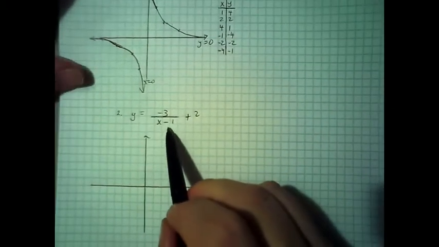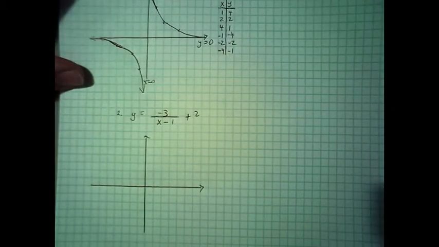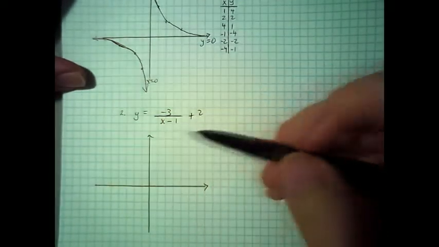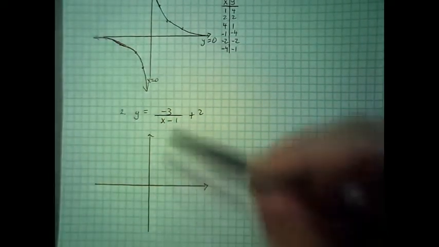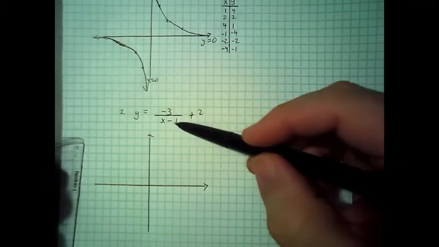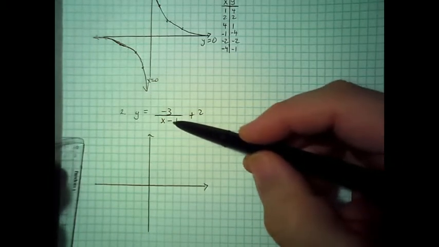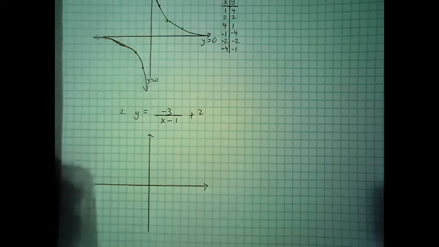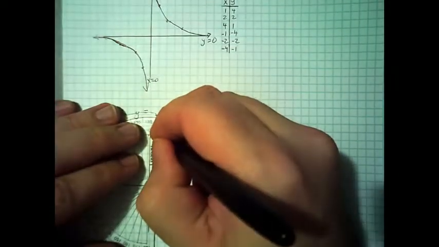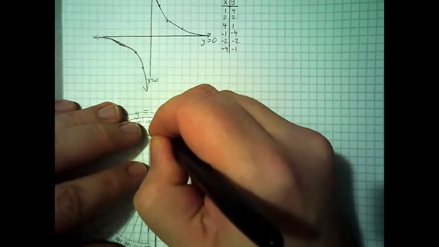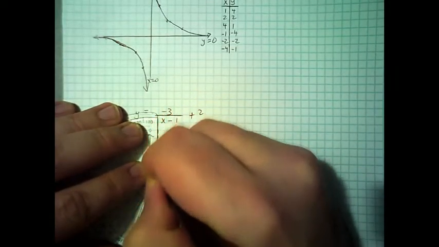The minus 1 here means that h is 1. So when you have h of 1, the graph is going to be moved one space to the right. Remember, the one next to the x is always backwards. So the -1 actually means that h is +1. So we're going to move one space to the right. That moves our vertical asymptote from x equals 0 to over here, x equals 1.